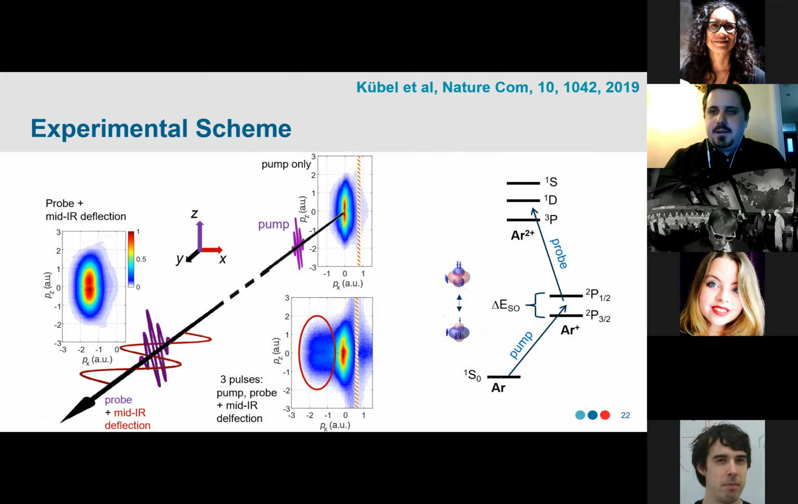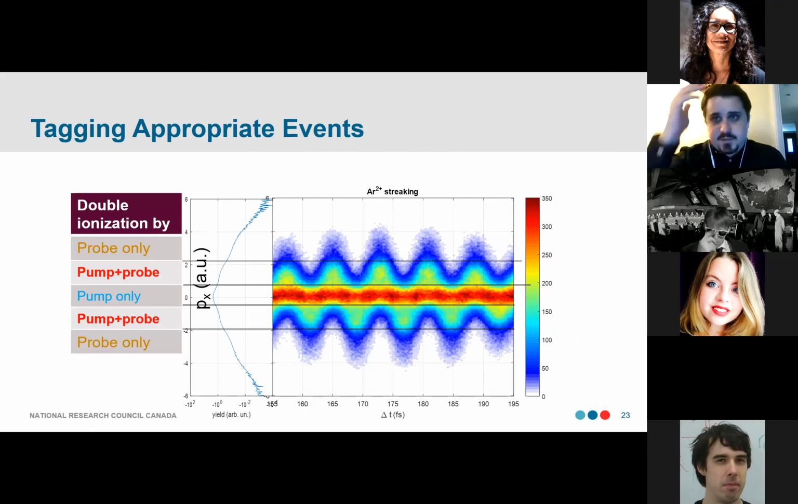And when you do that, just to reiterate, we can tag the events. If we have 0 net momentum in the X direction, we know it's from the pump only. And if we have too much net momentum, it's from the probe only, because it's been streaked too much. So only the middling electrons, which have, let's say, 1 unit of momentum in the X direction, are from the pump and the probe together. So in this way, we can get rid of double pump and double probes as well.